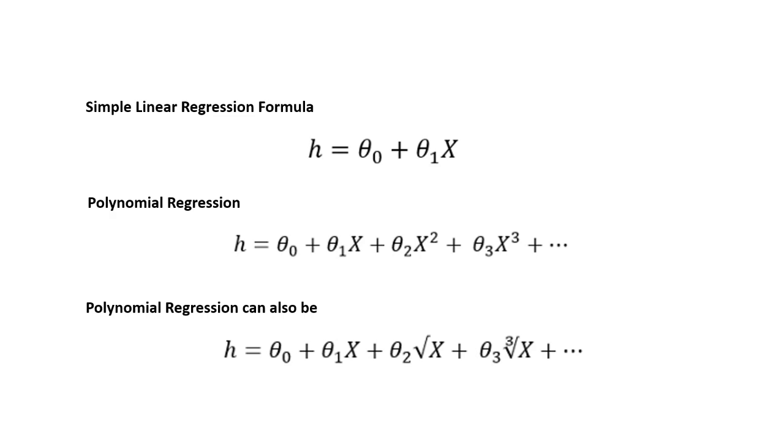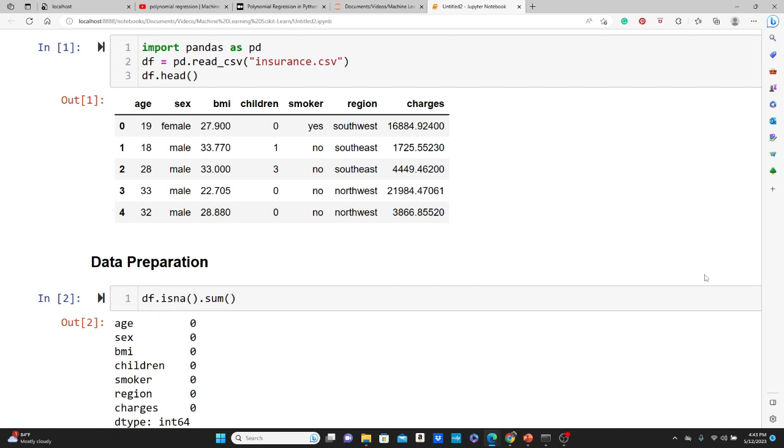Now we are going to implement polynomial regression in Python. Here is my implementation. I'm going to explain it step by step, okay? First, I'm going to import pandas as pd, and then I have the insurance.csv dataset, and I am using this pandas library to make a data frame from this dataset. And you can see if I do df.head, I get the first 5 rows of this dataset. I have these variables here: age, sex, BMI, children, smoker, region, and charges. Here, the charges is going to be our output variable or target variable.